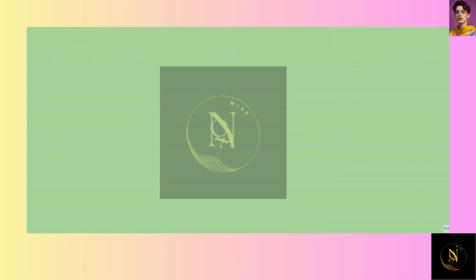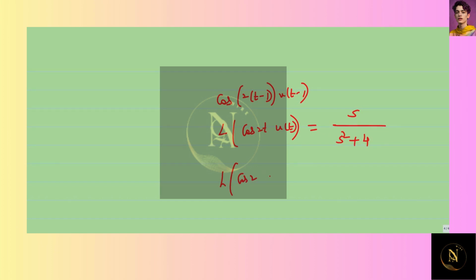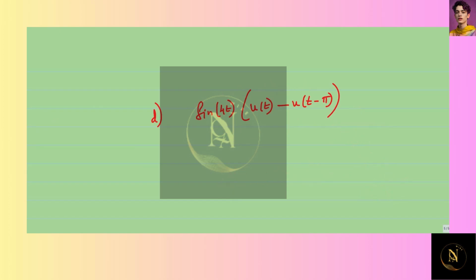For part C, the function is cos 2t minus 1 into u of t minus 1. What is the Laplace transform of cos 2t u of t? It will be s by s square plus 2 square, that is 4. So what will be the time shifting? Cos of 2t minus 1 into u of t minus 1. By using the previous property, it will be e power minus s into s by s square plus 4. So this is the answer for the part C.